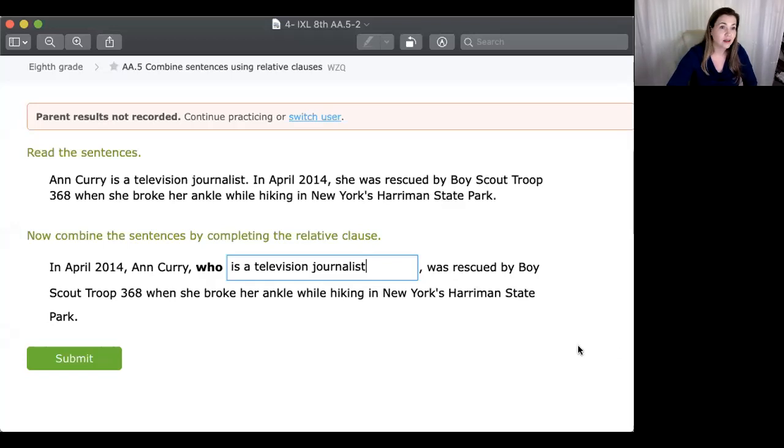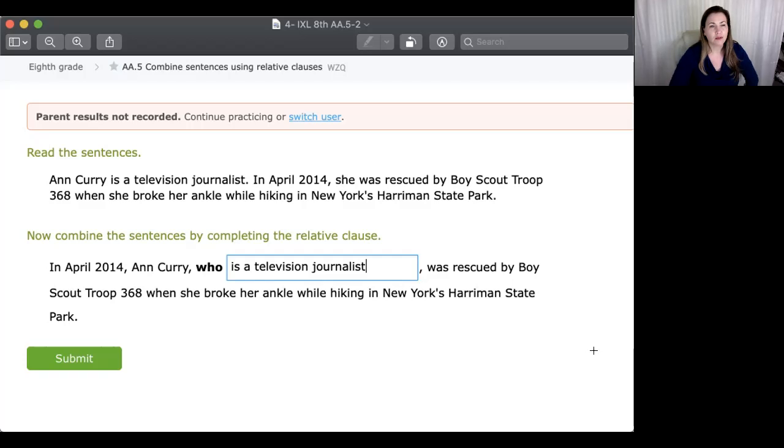Okay, here's our next example. Again, we're combining sentences using relative clauses. So they give us a set of sentences. Ann Curry is a television journalist. In April 2014, she was rescued by Boy Scout Troop 368 when she broke her ankle while hiking in New York's Harriman State Park.